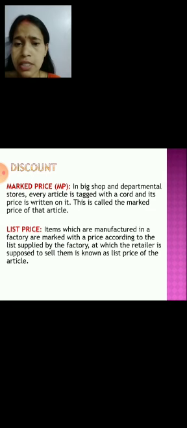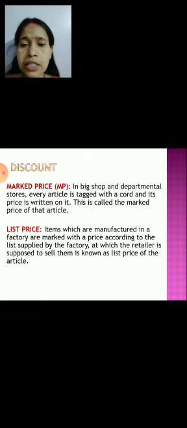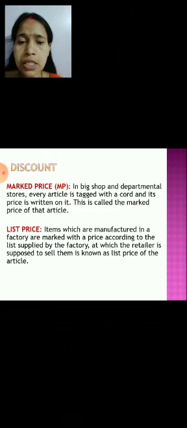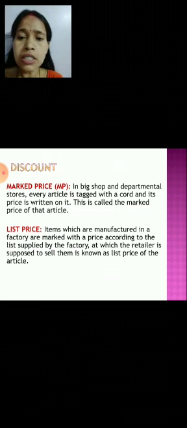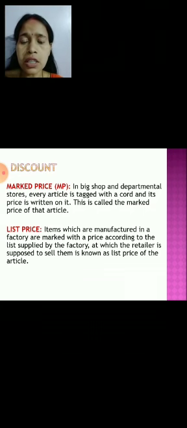List price is actually given by the factory. The price they have invested in that, they are supplying from there, means the factory is supplying the price, that is known as list price. So here it is written, items which are manufactured in a factory are marked with a price according to the list supplied by the factory at which the retailer is supposed to sell them, which is known as the list price of the article.